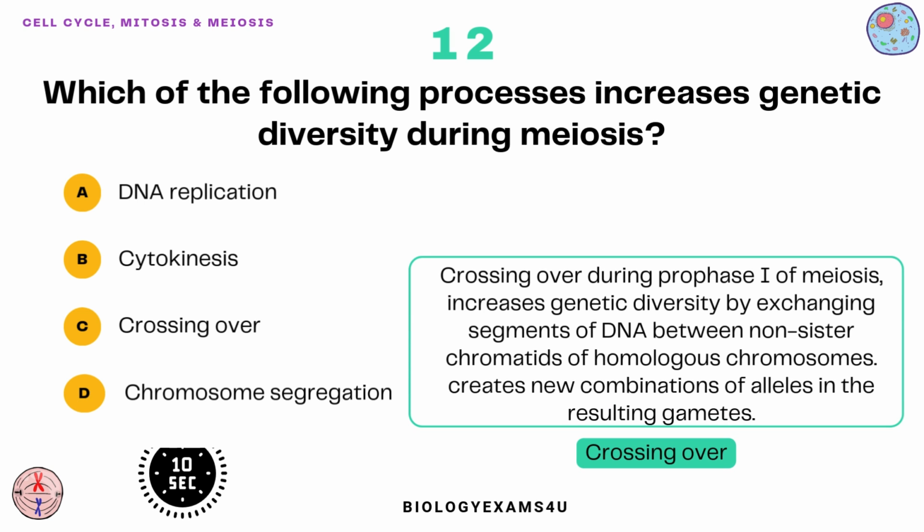The answer is crossing over. Crossing over during prophase 1 of meiosis increases genetic diversity by exchange of segments between non-sister chromatids of homologous chromosomes. This creates new combinations of alleles in the resulting gametes, thus increases genetic diversity.